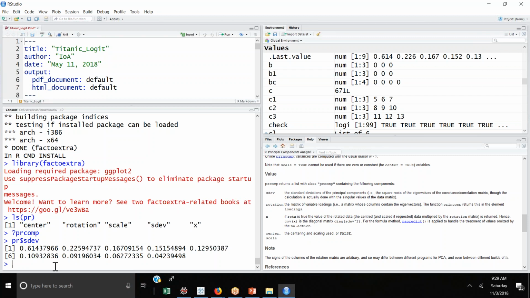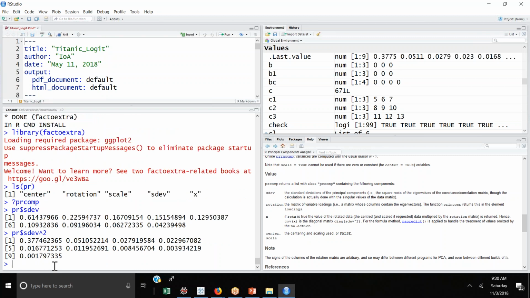And if I want to use the variances, to calculate variance, it is just the PR sdev square. Everybody agrees with me? This is the total variance in the data. Everybody, do you understand what I'm talking about? I explained this before. I'm calculating here.